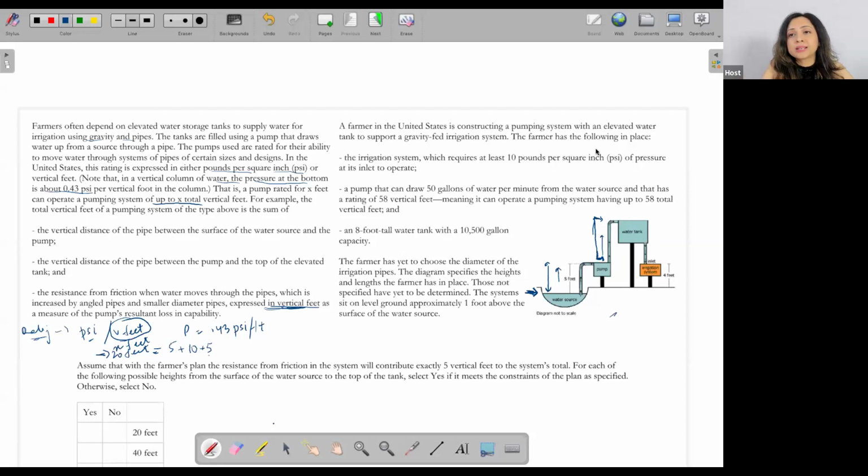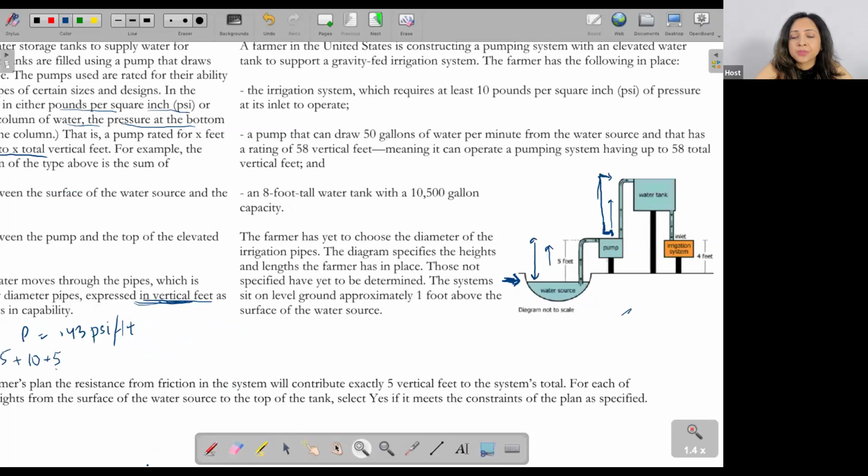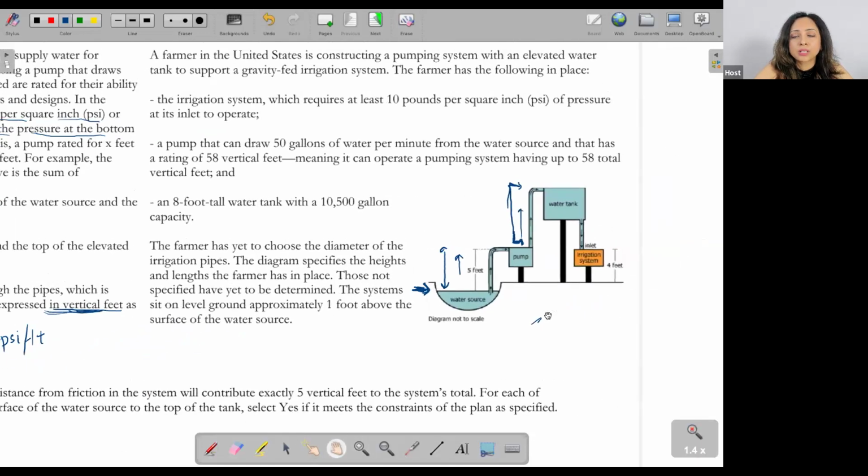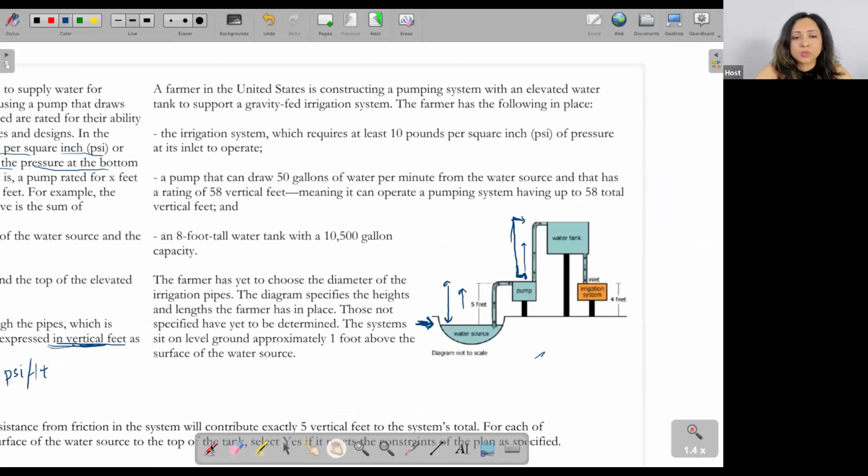Okay, now the farmer has the following in place: the irrigation system, which requires at least 10 pounds per square inch of pressure at its inlet to operate. Now, typically if I have a question like this, I will make a diagram of my own so that I can mark whatever I need. But since we don't have too much space over here, I'll try to mark whatever is required in this diagram itself.